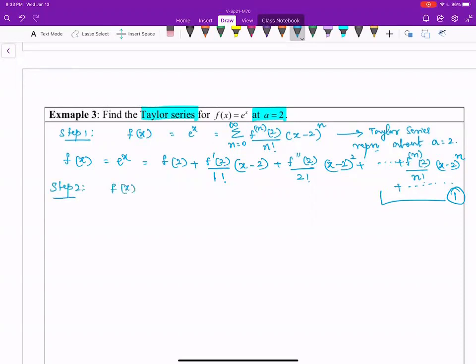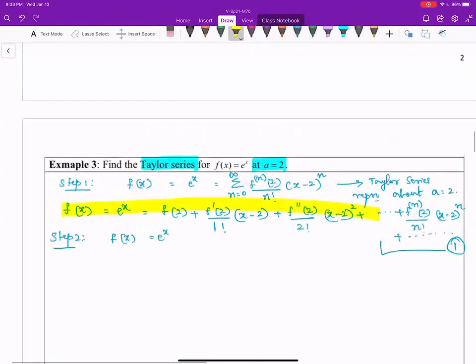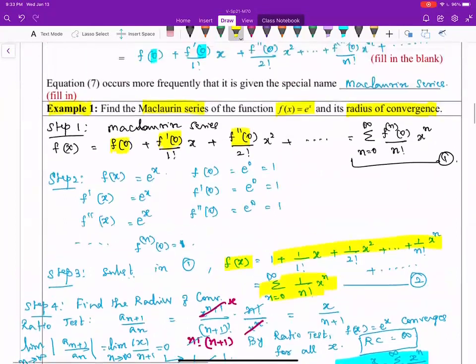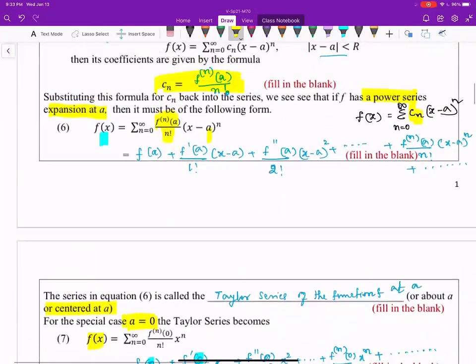If f of x is e to the x, by the way, this step is actually from the formula that we derived earlier for Taylor series. Here in this problem, it is centered at a. Now we are using a equal to 2. It is coming from the step.